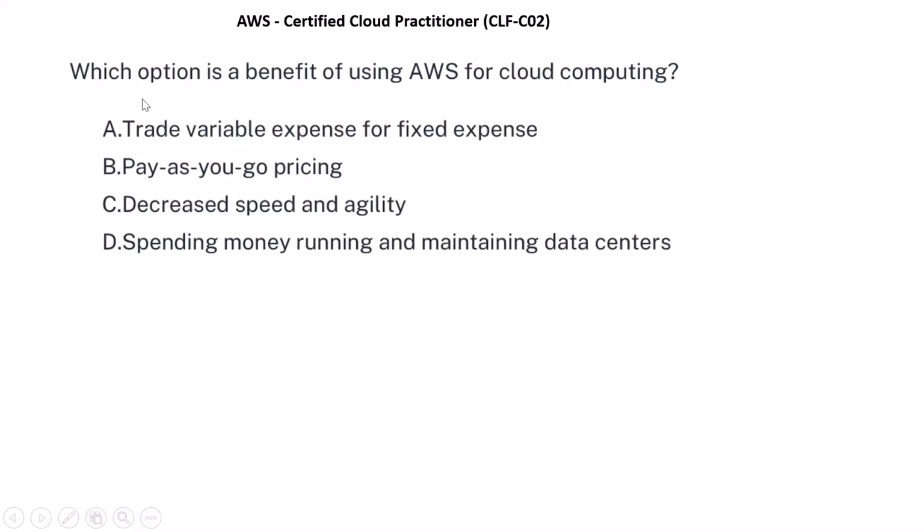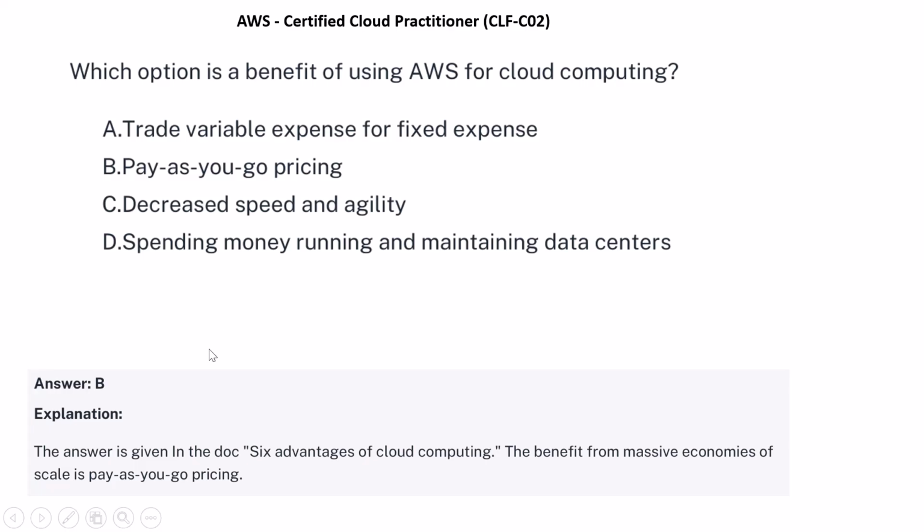Next question. Which option is a benefit of using AWS for cloud computing? Option A, trade variable expense for fixed expenses. Option B, pay as you go pricing. Option C, decreased speed and agility. Option D, spending money running and maintaining data centers. The right answer is option B, pay as you go pricing. The answer is given in the doc 6 Advantages of Cloud Computing. The benefit from massive economies of scale is pay-as-you-go pricing.